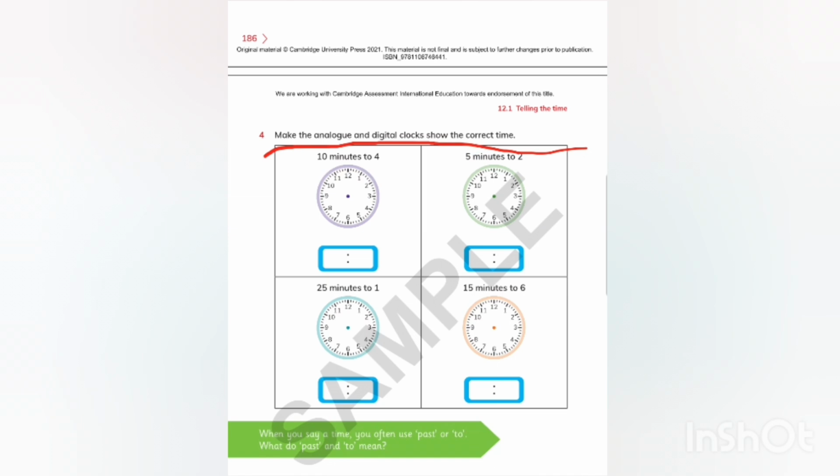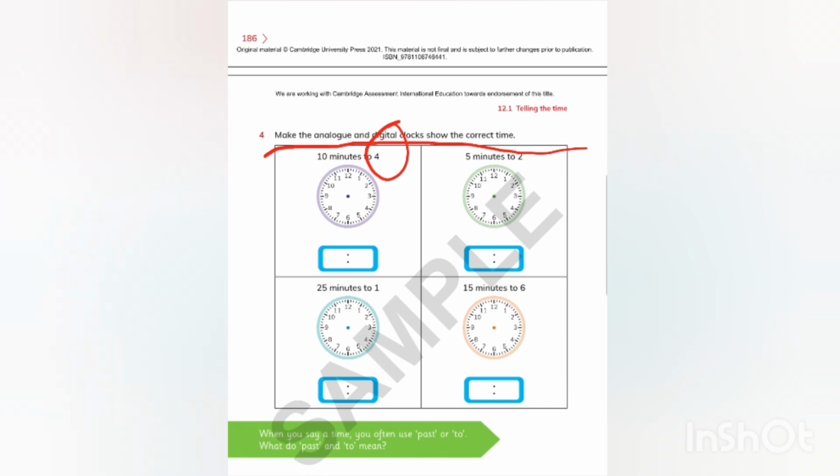Okay, now this is 10 minutes to 4. It means how many minutes are remaining to 4 o'clock? There is no 4 o'clock, so it is written 4. So we will go back one number from 4. Before 4, what will come? Before 4, 3. So we will write 3.